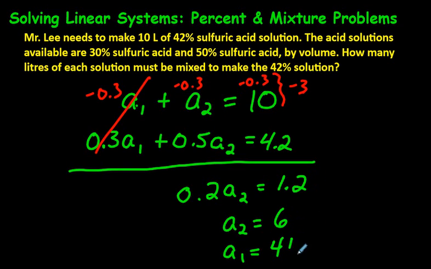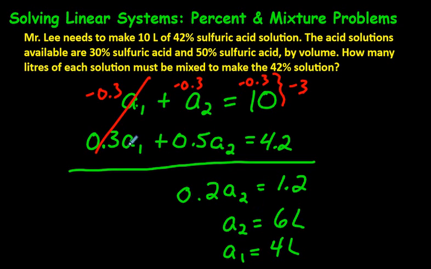We need 4 liters of the first solution, and we need 6 liters of the second solution in order to make the 42% mixture that we're looking for. Now, if it was a test, you can check your answers. All you have to do is put A1 and A2, the 4 and the 6, in the second equation and see if you get the answer 4.2.